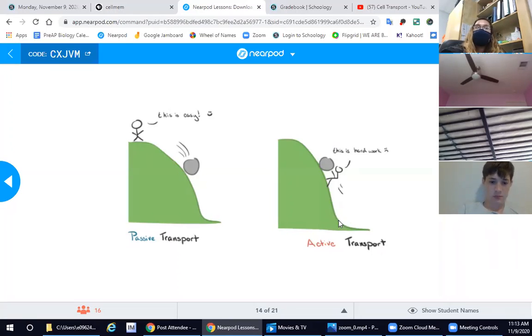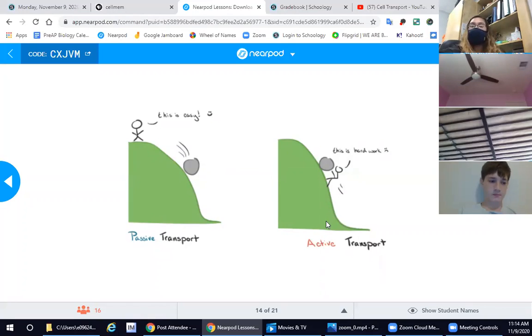It's so hard that it's going to need the help of energy molecules like ATP, which is energy. And it's going to be moving molecules against the gradient. So not high to low, but low to high. It's kind of like forcing your way into a crowd. If you've ever been to a concert, it's like forcing your way to the front row. You got to fight through all of those people. That's what active transport is.